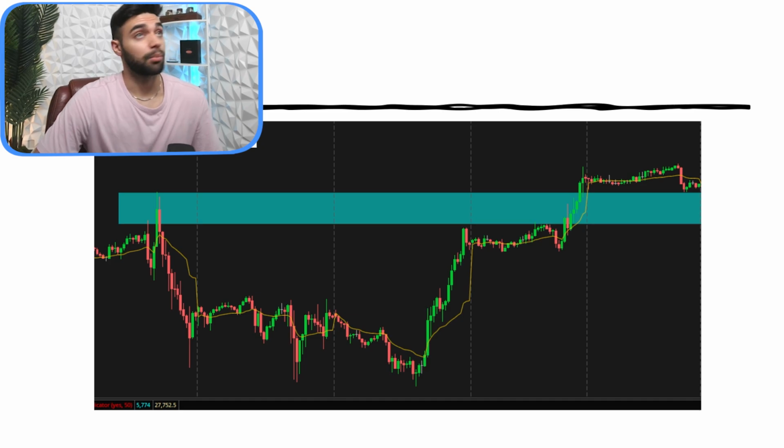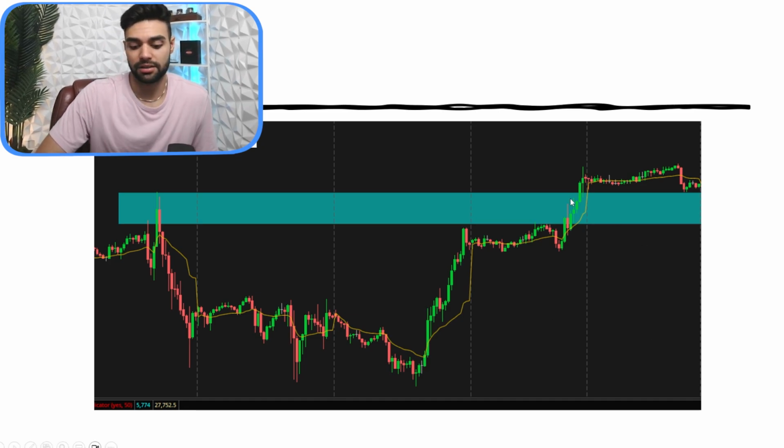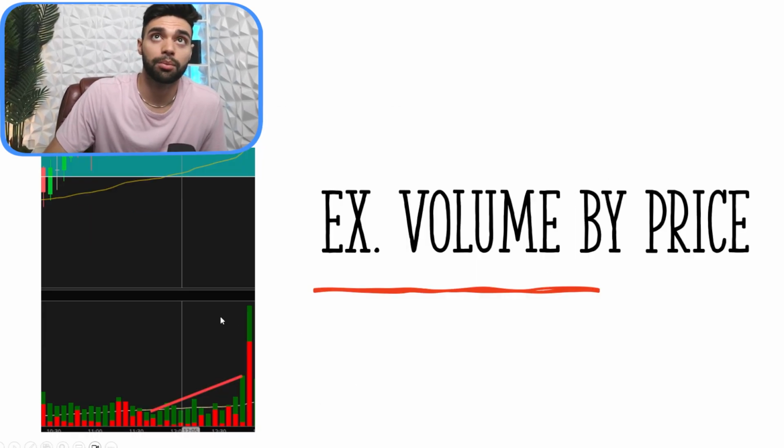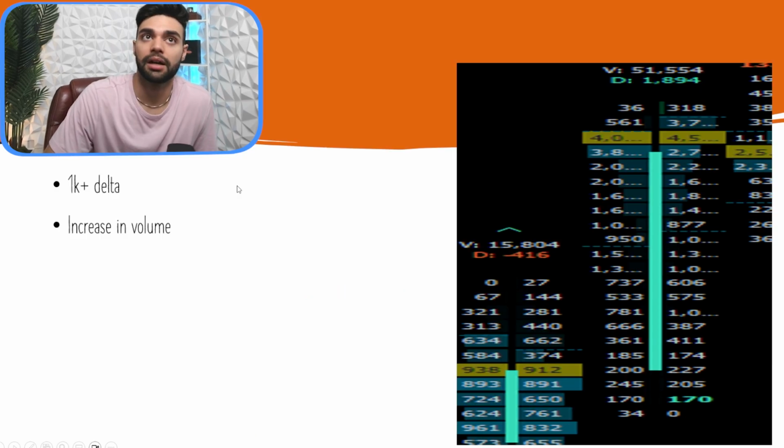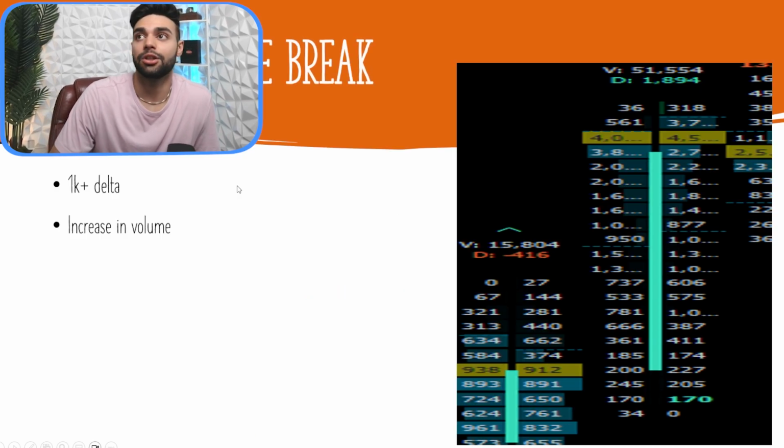Key level right there, supply, and we just broke supply aggressively. What is volume doing on the break? Picking up like crazy, right? What is it doing on the tape? We get a 1,000 positive delta on the break and a crazy increase in volume.